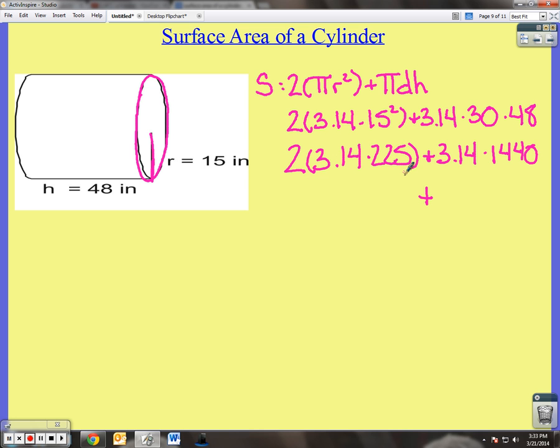Let's go 3.14 times, in parentheses first, times 225. 3.14 times 225 gives me 706 and a half. I will now double that to give me 1,413. Plus 3.14 times 1,440 equals 4,521.6. Excuse me. We add this together now. Add together 1,413. That equals. Ooh, it's a big number. Surface area for this cylinder equals 4,934.6 square inches. Square inches.